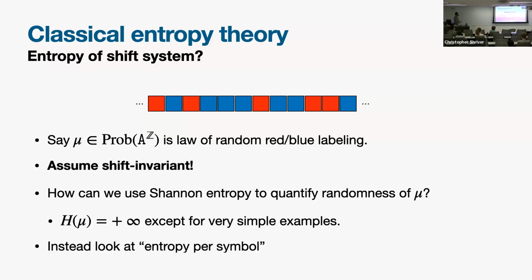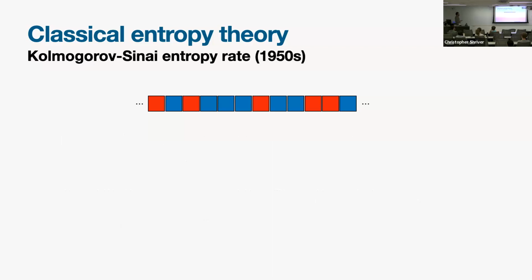So also from the perspective of this being an infinite string with an infinite amount of information, maybe it makes more sense to say how much information is there per symbol in the sequence. Okay, and let's see how we can do that. Okay, so this is called the Kolmogorov-Sinai entropy rate. And yeah, all this stuff so far is kind of from the 40s and 50s, basically.